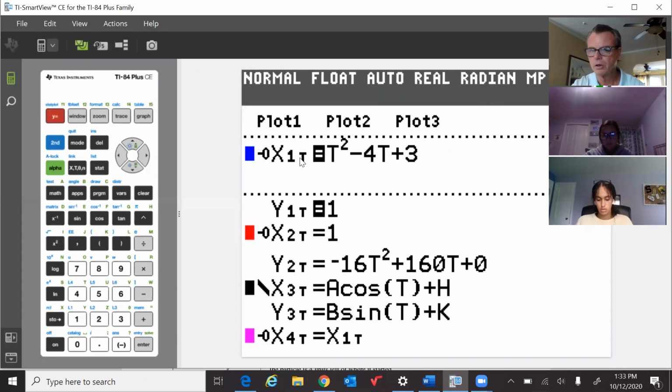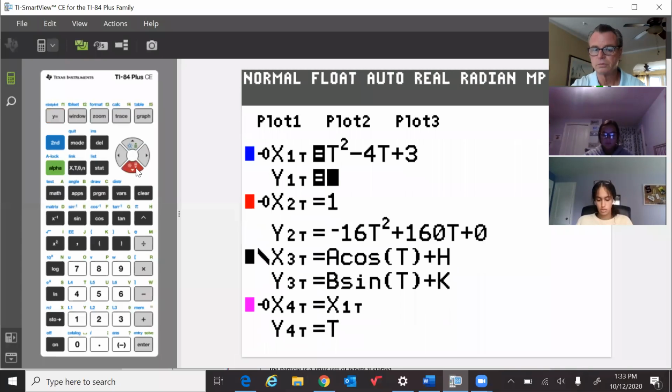Well, think about this. It started at 3 because if we do the cover-up method, we put 0 in for t, then we would get a 3. It doesn't have to travel on the line y equals 1. You can travel on 1.5. It doesn't really matter.